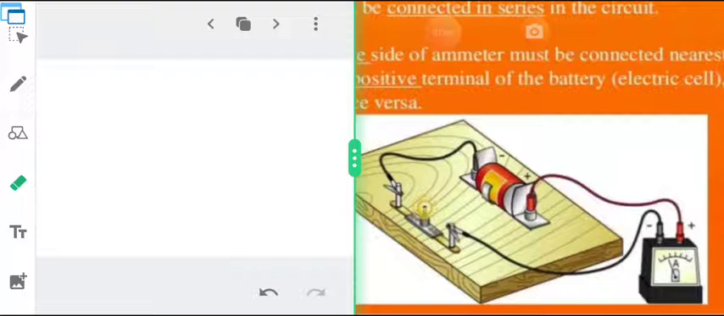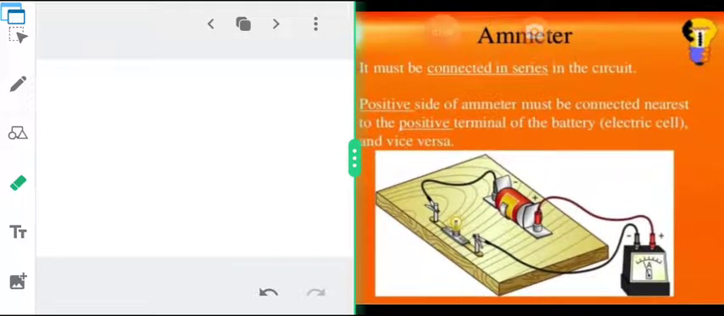You can see there are two terminals, red and black. Beside the red terminal it is written positive and beside the black terminal it is written negative. So it has got two terminals, positive and negative. Along with it there is a calibrated scale. The deflection of the pointer tells us the magnitude of current flowing in the circuit.